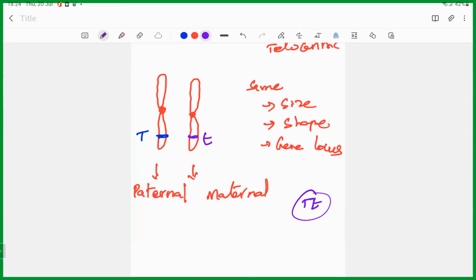Law of dominance. We are talking about law of dominance. Okay, listen first. Gene locus means the location of a gene on a chromosome. Location of gene on chromosome. Okay, location of gene on chromosome.